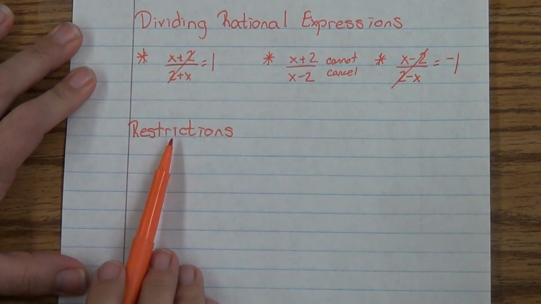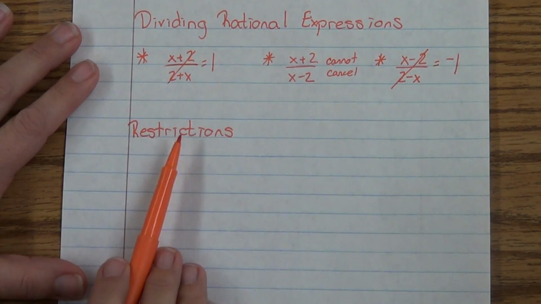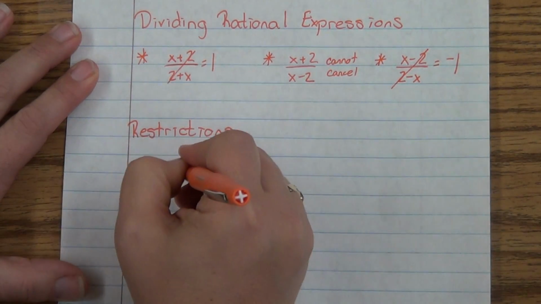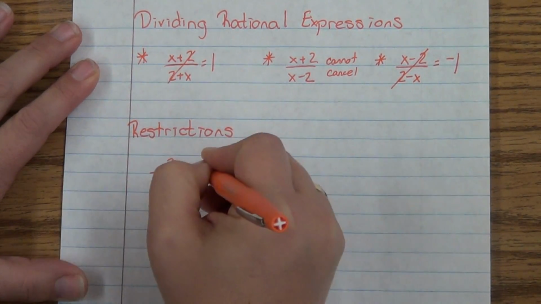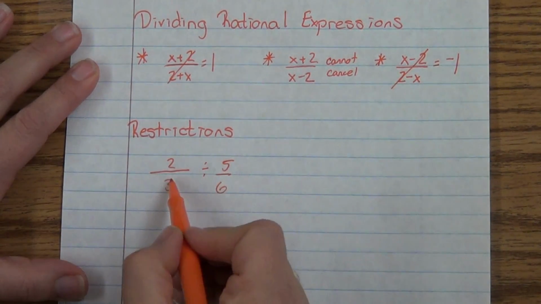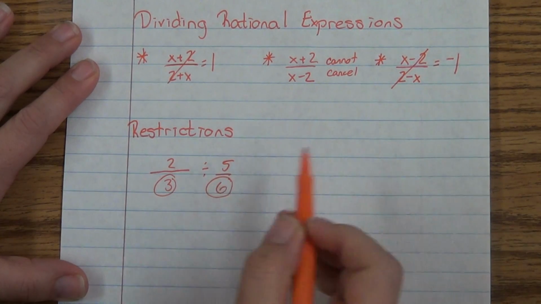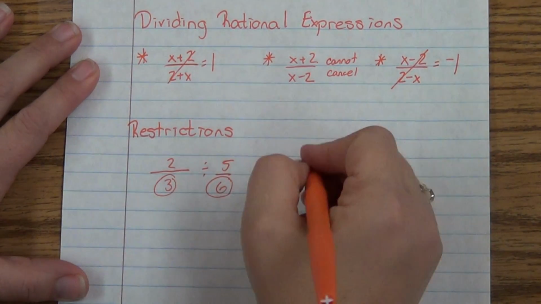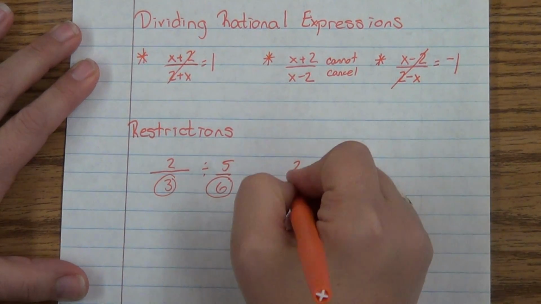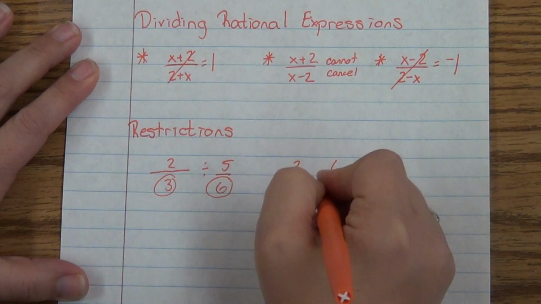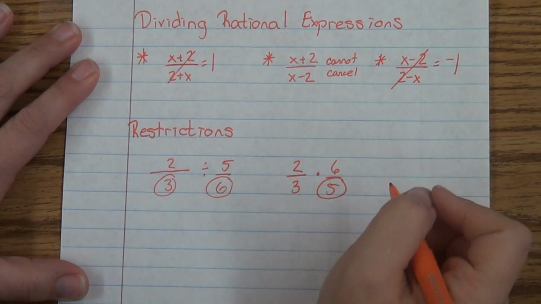So that's important that you know this and that you write this down. The only other thing that's tricky about dividing rational expressions is when you do the restrictions. Let's talk about why. Let's use a simple fraction here. 2/3 divided by 5/6. Right now, my denominators are here and here. So you would do your restrictions, life is good. However, when we go to divide these, we have to multiply by the reciprocal.